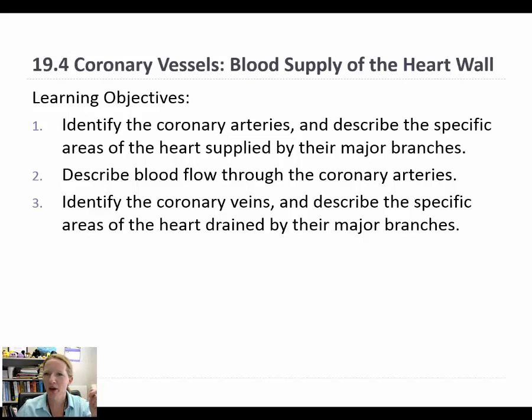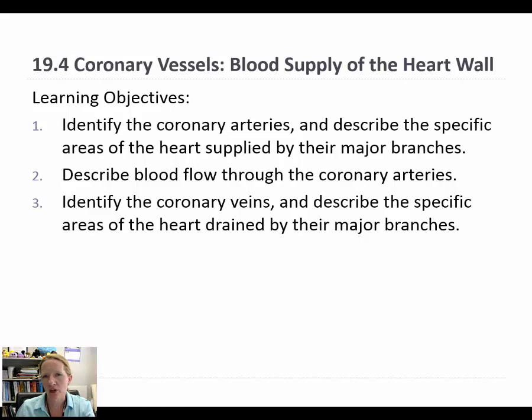Hi everyone. So let's go ahead and take a look at section 4 of chapter 19. What section 4 is going to cover is coronary vessels, or coronary circulation. Coronary circulation is how the blood is going to be delivered to the heart wall.